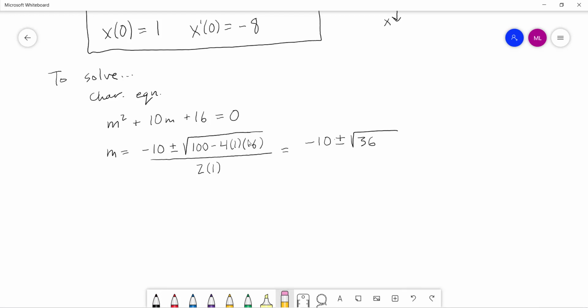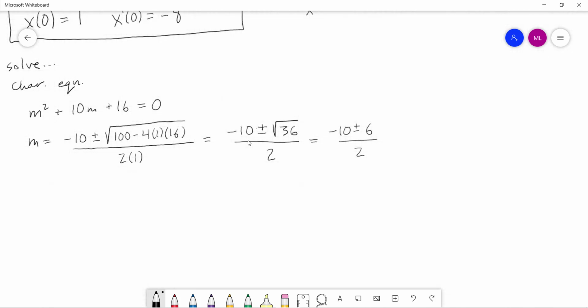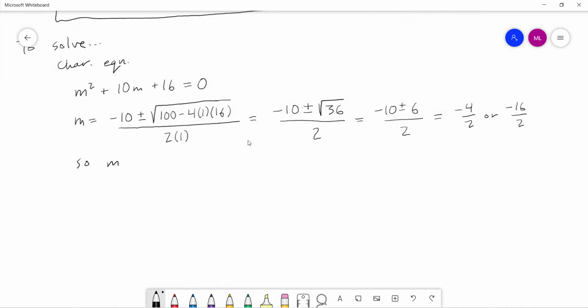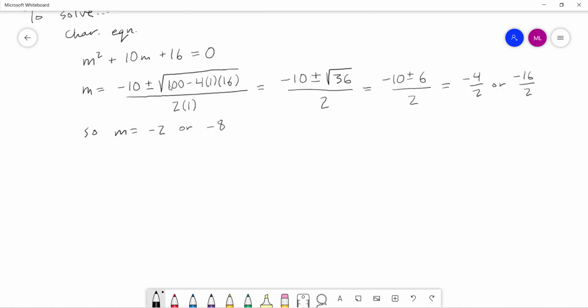36. And then we're dividing the whole thing by 2. And so I'm going to get negative 10 plus or minus 6 over 2. If we do the negative 10 plus the 6, I'll get negative 4 over 2. And for the other term, I'll get negative 16 over 2. So m is equal to either negative 2 or negative 8. And I guess I was just a dummy that couldn't factor that in my head. But there the two answers are.